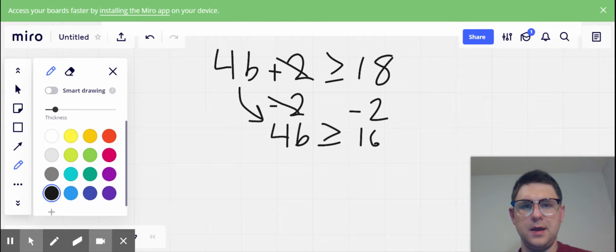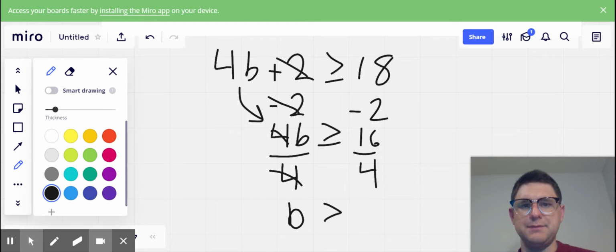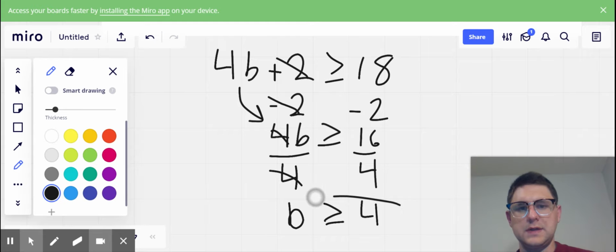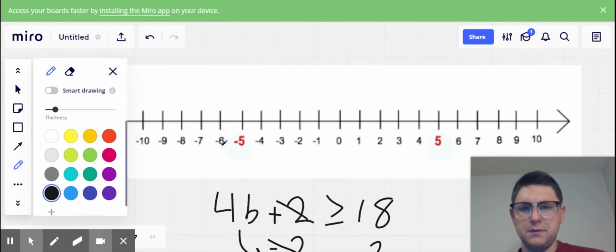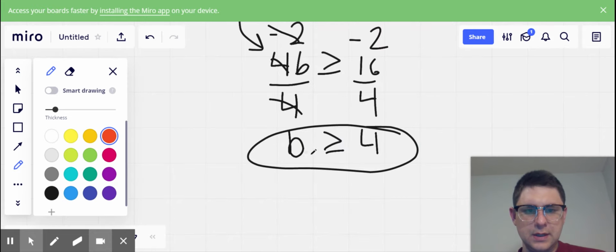Moving down here. Then the b is being multiplied by 4, so I'm going to divide it by 4, and I'm going to do the same thing to the other side to keep it balanced. So I'm left with a statement that says b is greater than or equal to 16 divided by 4, which is also 4. And so there's my new inequality. And then I'm going to graph it up here. So b is greater than or equal to 4.